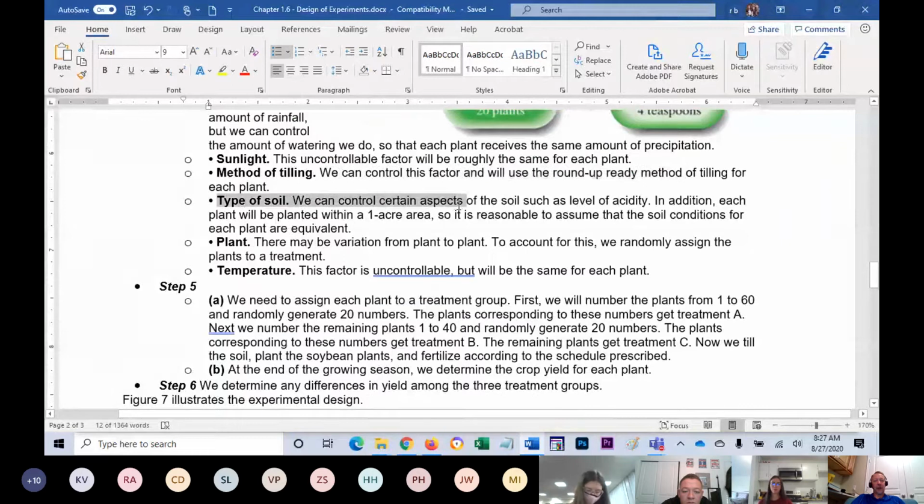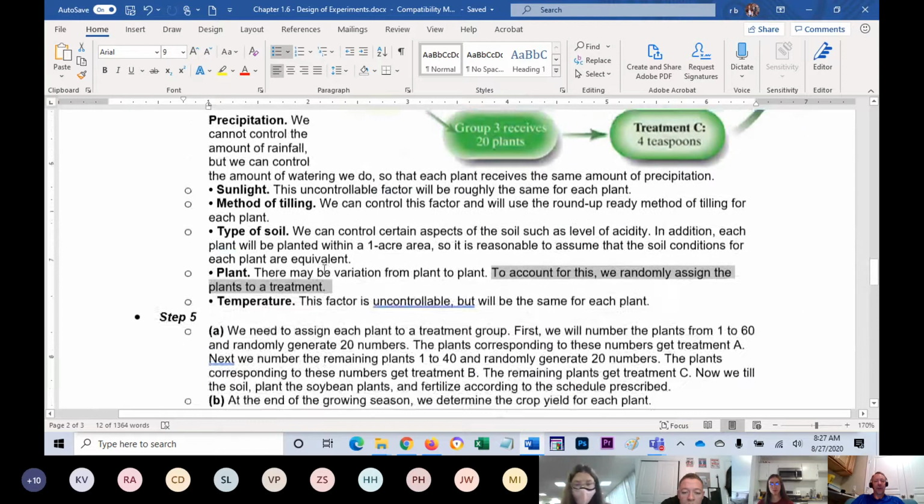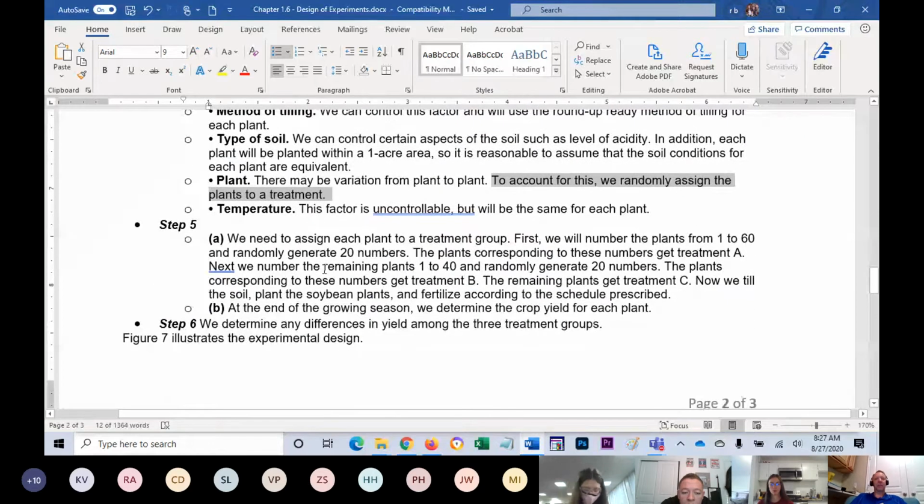Type of soil, we can control certain aspects of soil such as the acidity. Each of these plants are going to be planted in a 1-acre area, so it's reasonable to assume that the soil conditions are equivalent for each plant. There may be variation from plant to plant, so to account for this, that's why we randomize right off the bat. And hopefully, through randomization, all the plants will be similar. Finally, we've got temperature. Temperature is an uncontrollable factor, but it will be the same for each plant.